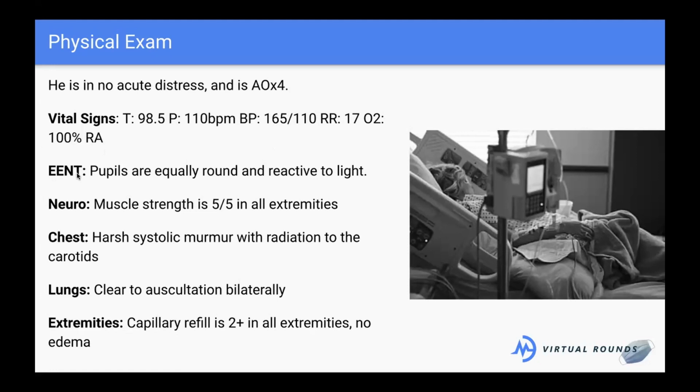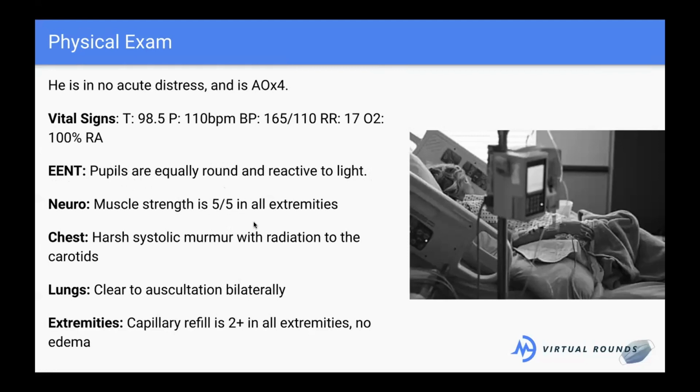So EENT means ear, eyes, nose, and throat. So his pupils are equally round and reactive to light. I've put these two things in here. We grade muscle strength on a scale of 1 to 5 or 0 to 5 really. So 0 would be no tone in the muscles at all. And 5 is you've got full strength. You can grip my hand and I feel it. So his neuro exam is basically normal is what I'm trying to say here.